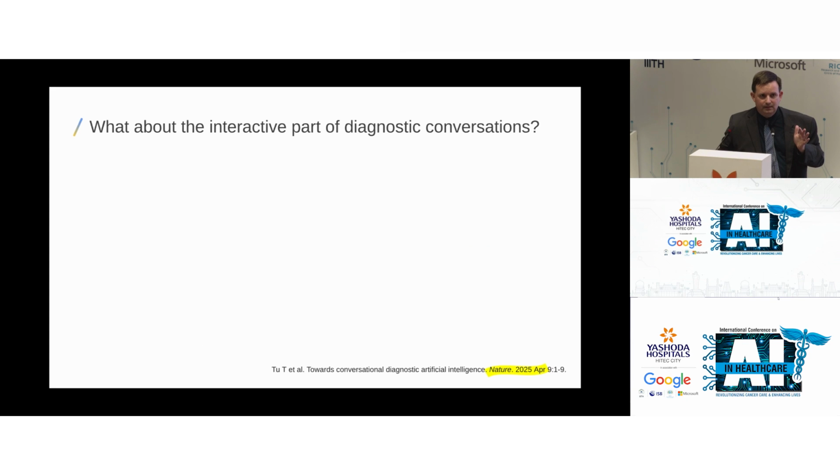But any clinician knows that a multiple choice test is essentially unrelated to the reality of clinical practice. And so one of the other things we looked at was the interactive part of diagnostic conversations with the patient. And so it was a major advance that we could pass a multiple choice test, and then 13 months later, we could do the study that I'm going to show you now.